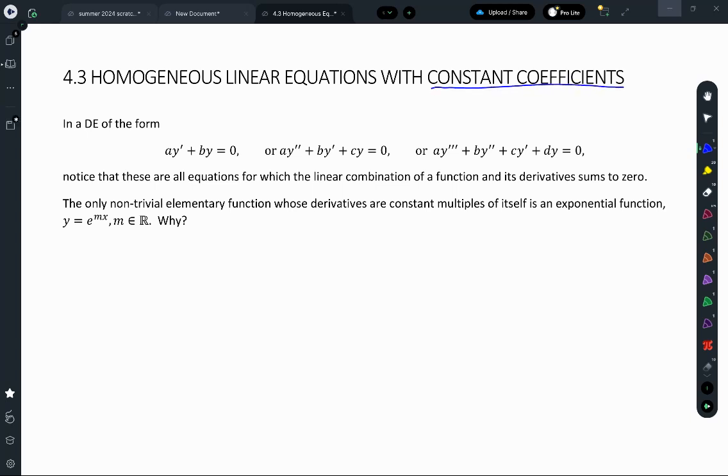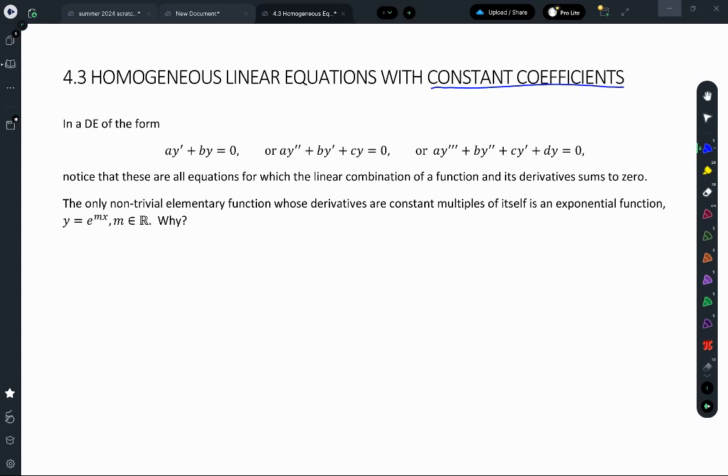coefficients. Okay, so these three differential equations I've written here, ay prime plus by equals 0, or ay double prime plus by prime plus cy equals 0, or even going to a third order differential equation. All of these equations are homogeneous, linear, and they have constant coefficients.